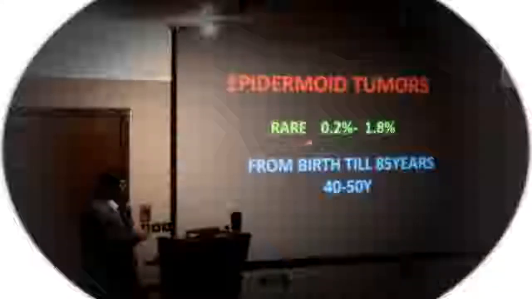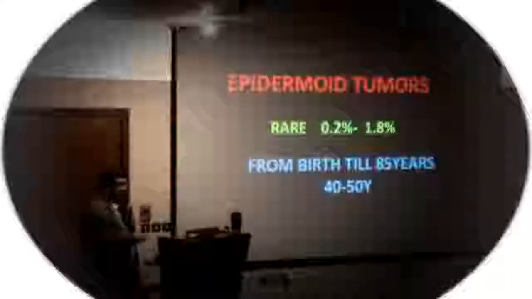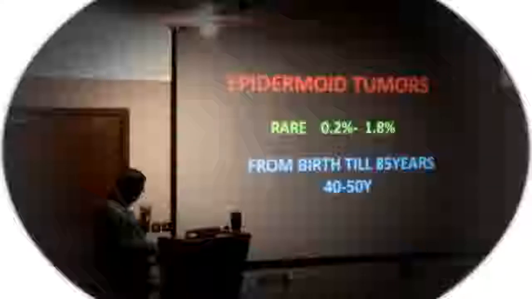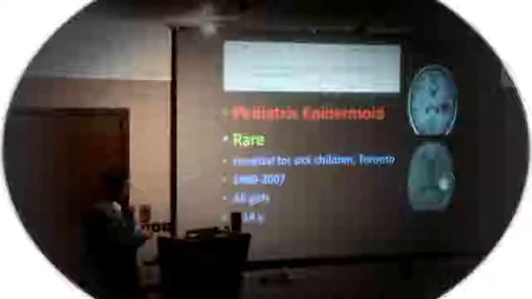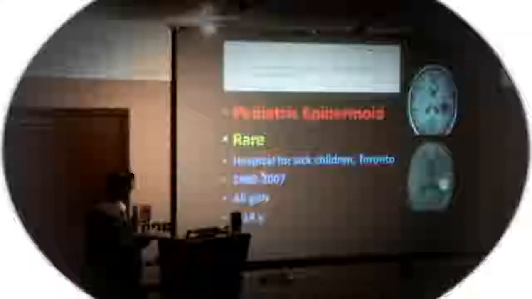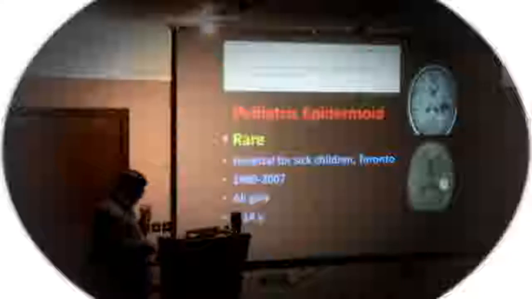They are rare, constituting 0.2 to 1.8% of all intracranial tumors. And they can happen from birth till 85 years. Children, infants, adults, everybody. But the commonest age is this. It is very rare in children. And this is a study from the Hospital for Sick Children in Toronto. During this period, 1980 to 2007, 27 years, they have only found 7 cases of pediatric epidermoid. So these are different sites for epidermoid. They can occur anywhere in your or my brain.